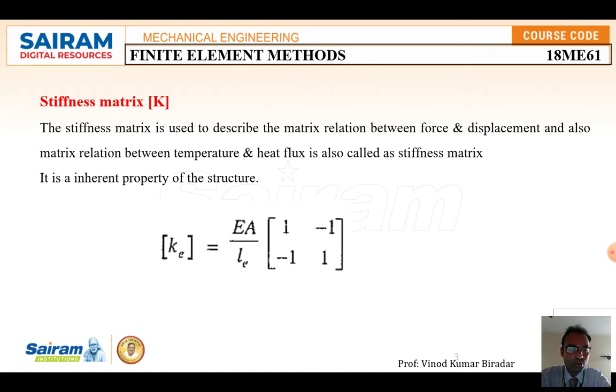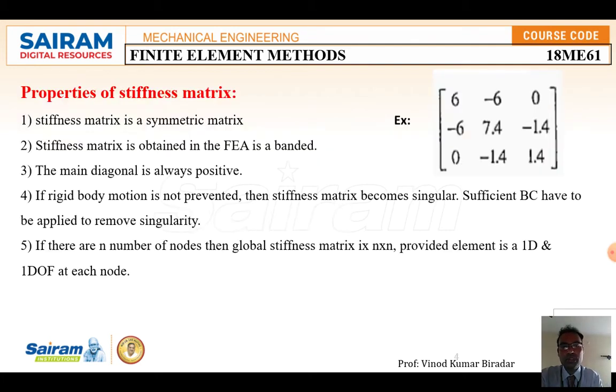It is force divided by deflection, called the stiffness matrix, and it is denoted by capital K. The 1D bar element stiffness matrix formula is given by K is equal to E by L times [1 -1; -1 1]. The properties are that the main diagonals are always positive and it is a symmetric matrix. These conditions should be satisfied, and it is always a 4 into 4 matrix, 3 into 3 matrix, 6 into 6 matrix, like that. So this is about the properties of the stiffness matrix.